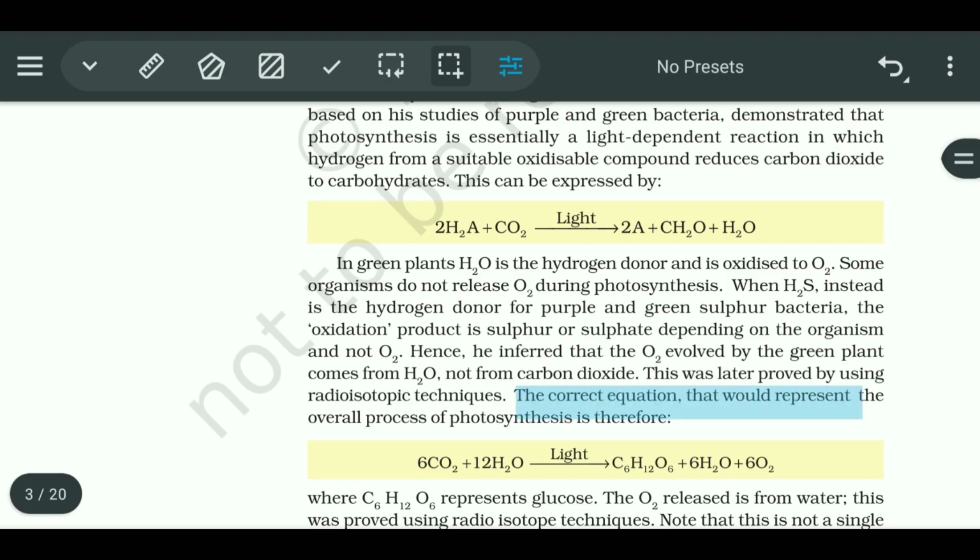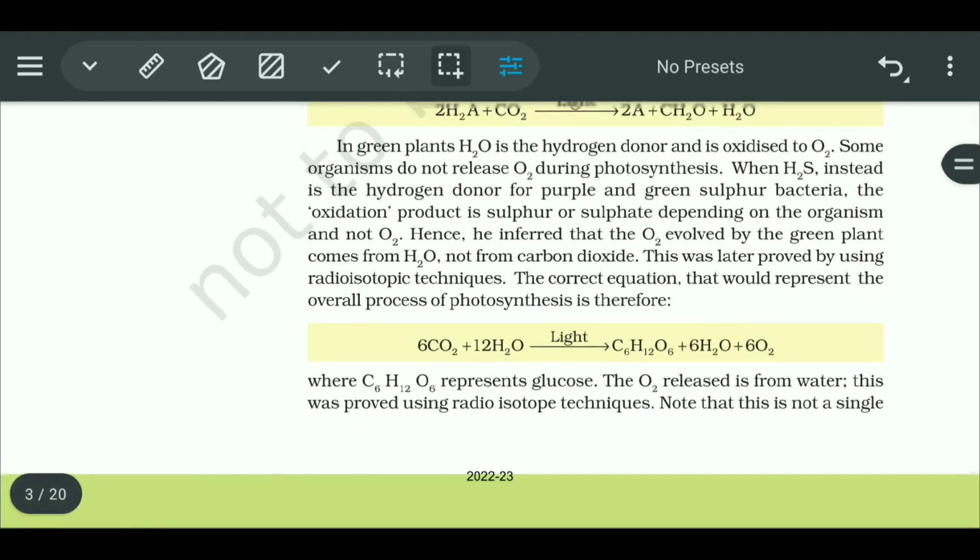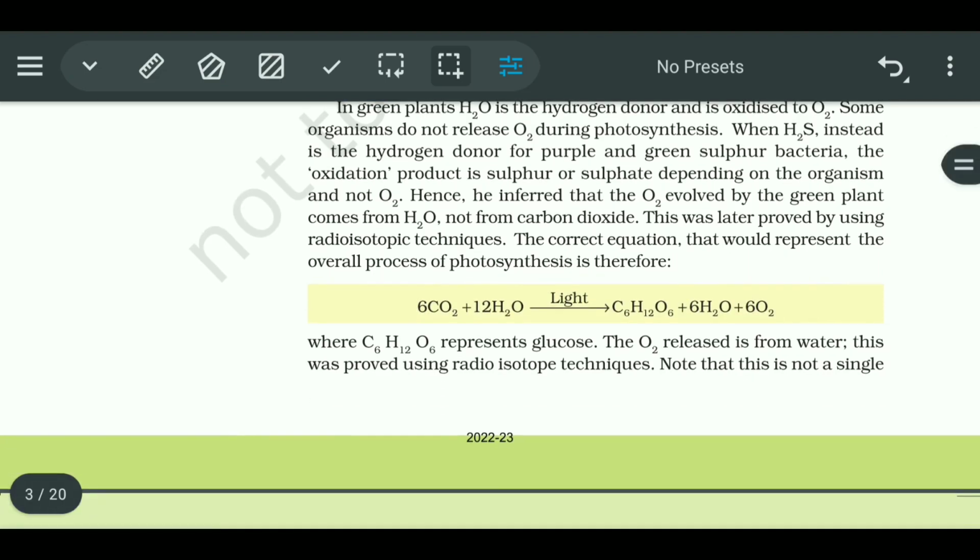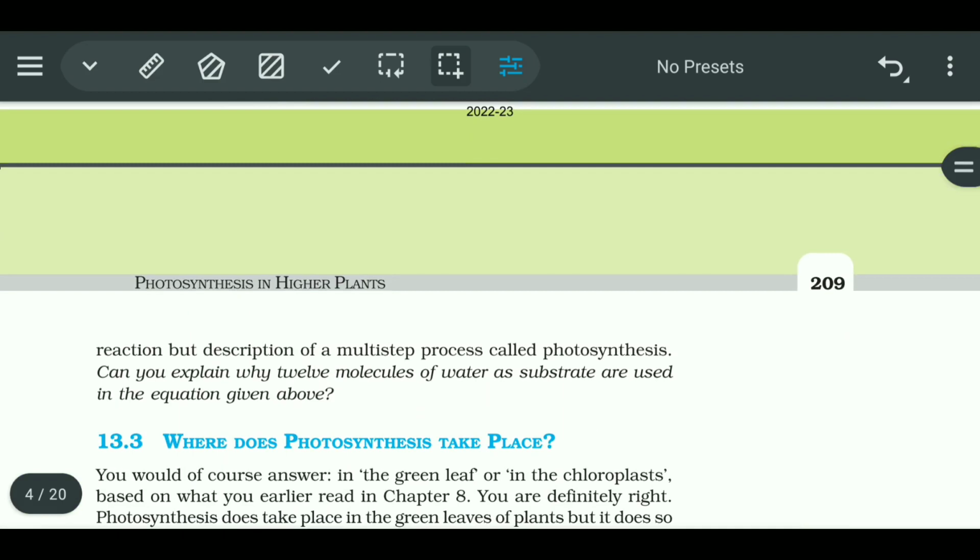The correct equation that would represent the overall process of photosynthesis is therefore 6CO2 plus 12H2O in the presence of light gives C6H12O6 plus 6H2O plus 6O2, where C6H12O6 represents glucose. The oxygen released is from water. This was proved using radioisotope technique. Note that this is not a single reaction but a description of a multi-step process called photosynthesis. Can you explain why 12 molecules of water as substrate are used in the equation given above?